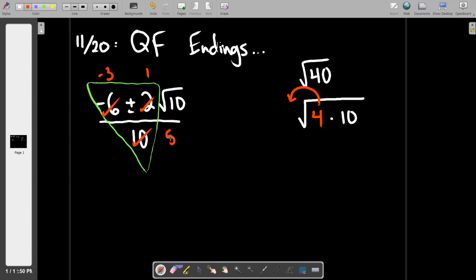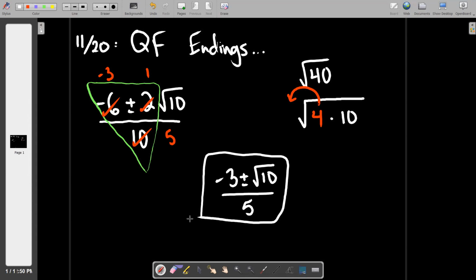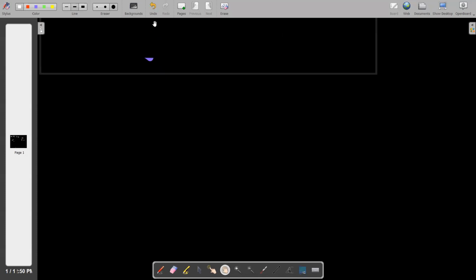One of those numbers does not need to be in my final answer, right? You know which one it is. So when I write this down, I'm going to write it as -3 plus or minus just the root of 10 all over 5. That is what you're doing today, just practicing the ending. Now, I'm not going to have you do 7 more exactly like this, but that was our first. Any questions about that? Okay, let's go again.